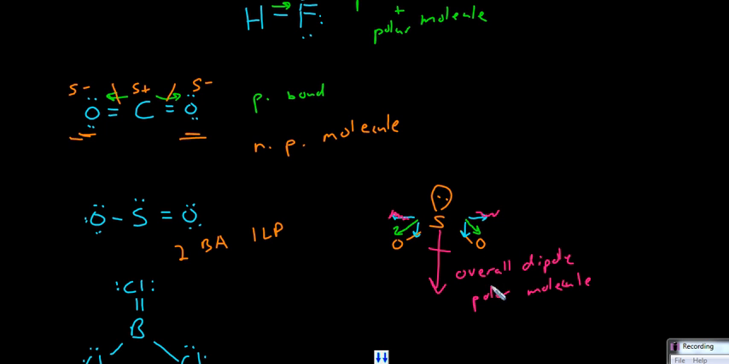It's polar even though the Lewis dot structure looks a lot like carbon dioxide, because the molecule is actually bent. You must pay attention to molecular geometry. This is why we care about it.